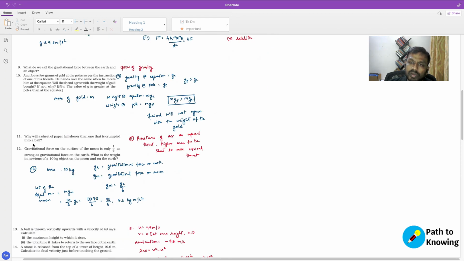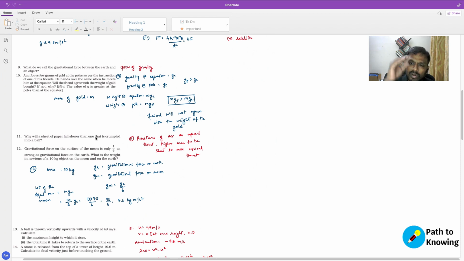Why will a sheet of paper fall slower than the one that is crumpled into a ball, right? Why will the sheet of paper fall slower? So we saw in our example that whenever an object is dropped, there is a resistance from the air, right? As long as it is not dropped in a perfect vacuum, there will be resistance from the medium. When it is dropped in air, the air will offer some resistance. When it is dropped in water, the water will offer some resistance, right? And that resistance will always be in the perpendicular direction, the upward direction.